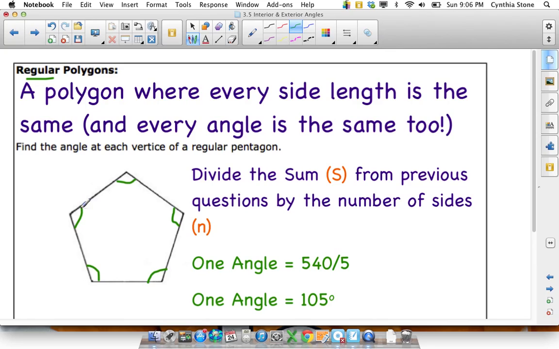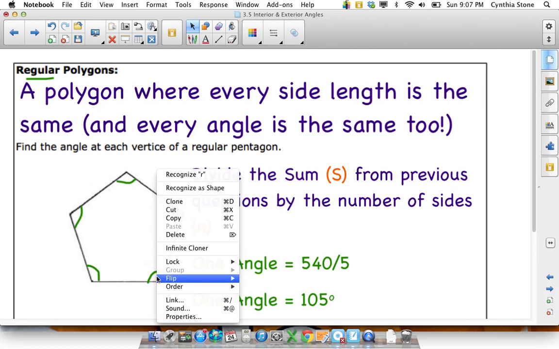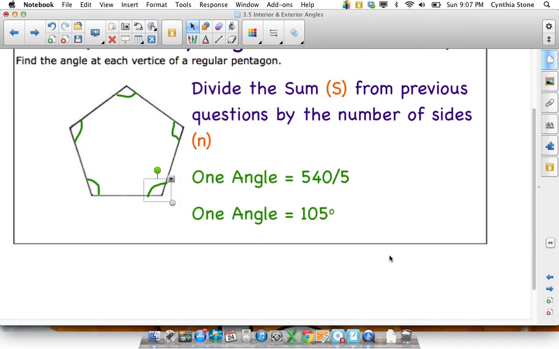Okay, exact same idea for a pentagon, for example. If I want to find what each of these angles is, in the last question we figured that 540 was the total. So to find each, you just divide 540, which is the sum of all these, by 5. Okay, so every single one of these angles is 105 degrees. That's 105, that's 105. If you added all those up, you get the 540. So again, to find each angle, you divide the sum by n. S by n.